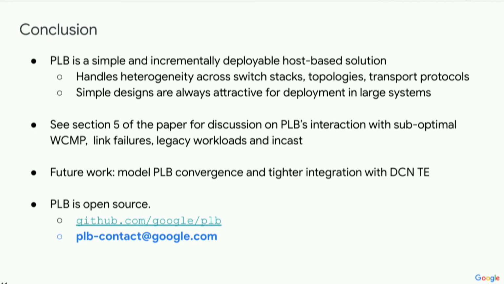PLB is a simple algorithm, which is its power, and it incorporates heterogeneity across switch ports, transports, and topologies very nicely. Simple solutions are always attractive for adoption and deployment in large systems. They are less costly, have low reliability risks, and are easier to manage. Monitoring and reasoning about them is also relatively easier.